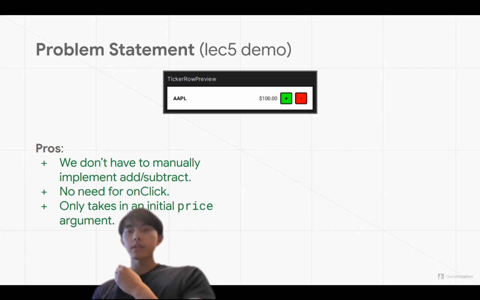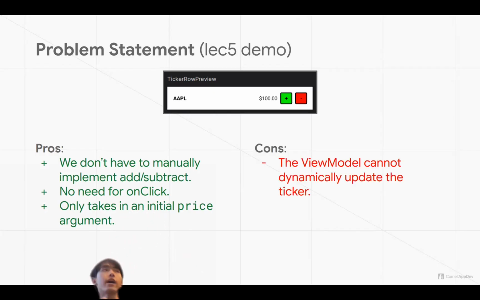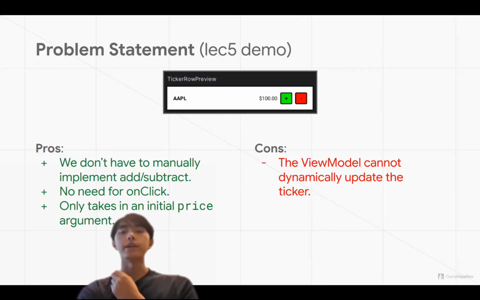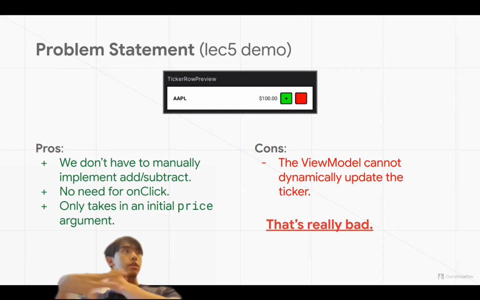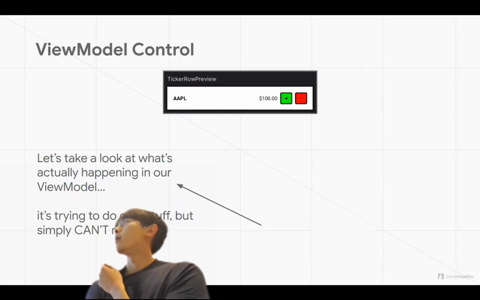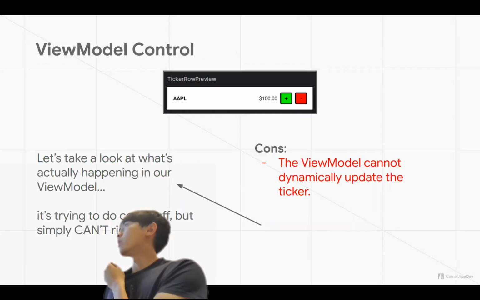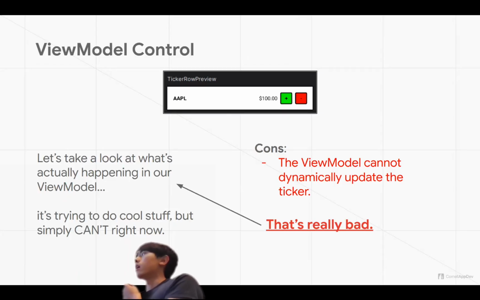But the con in general is that I have less control over the component. So something like the view model wouldn't be able to dynamically update the ticker or the price that you see there. And that's really bad when it comes to building a real app where we want a lot of control over things. So why is that really bad?